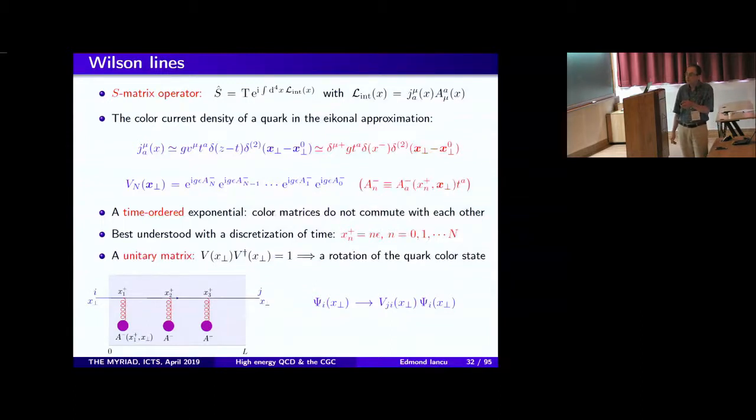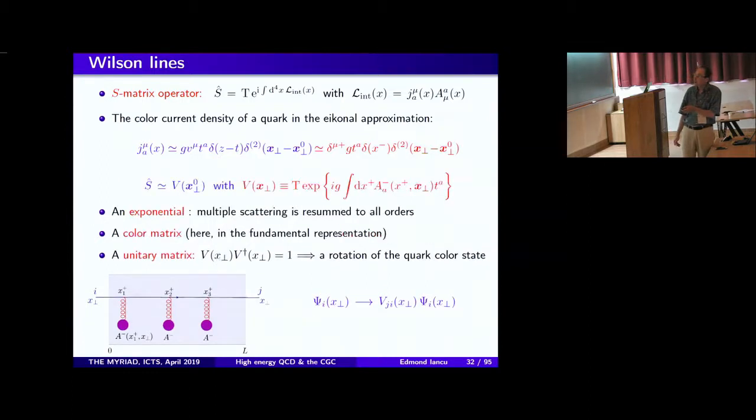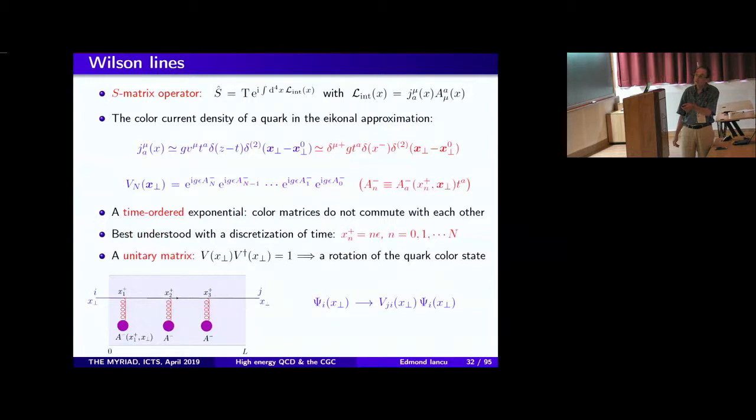But this product of capital N infinitesimal rotations, in the limit where N goes to infinity with epsilon going to zero in such a way that N times epsilon is equal to L, defines precisely the Wilson line written in continuum notation here. If you want, this notation is just a formal notation. The actual Wilson line is this.